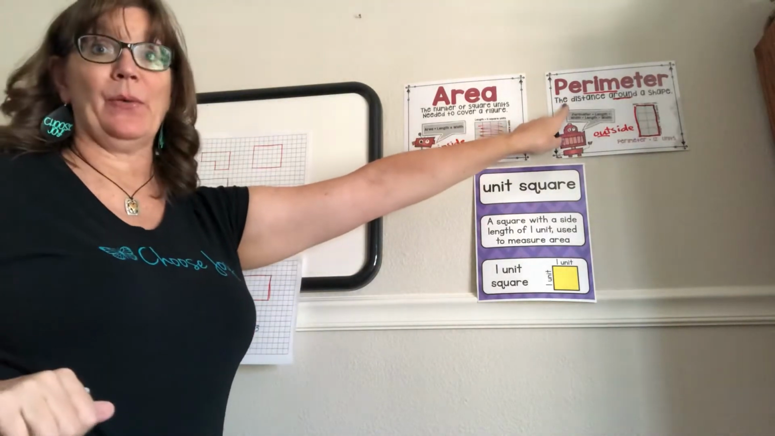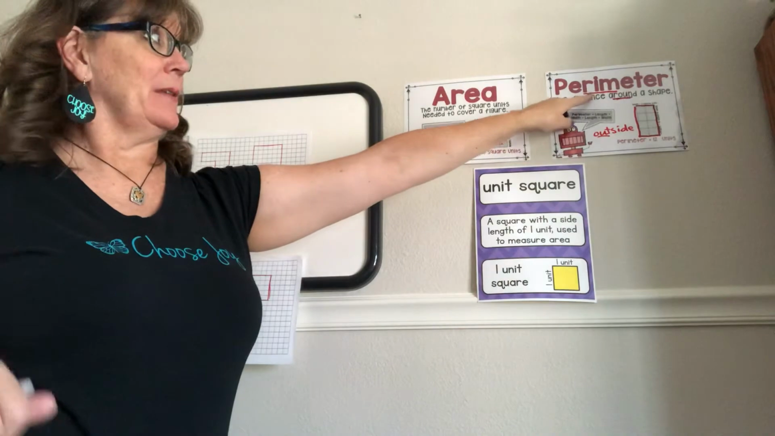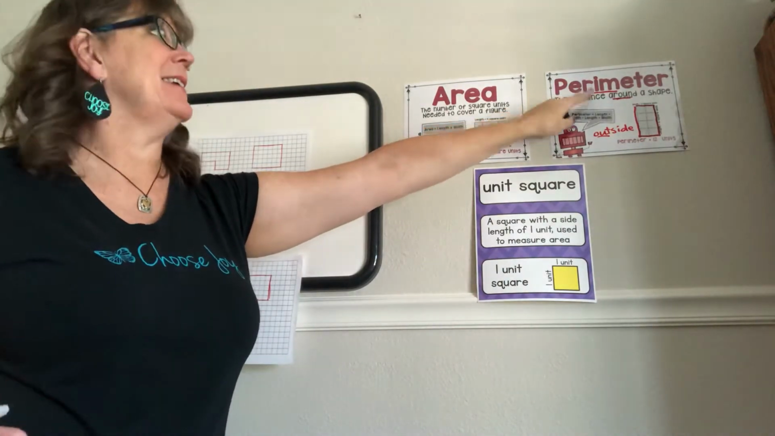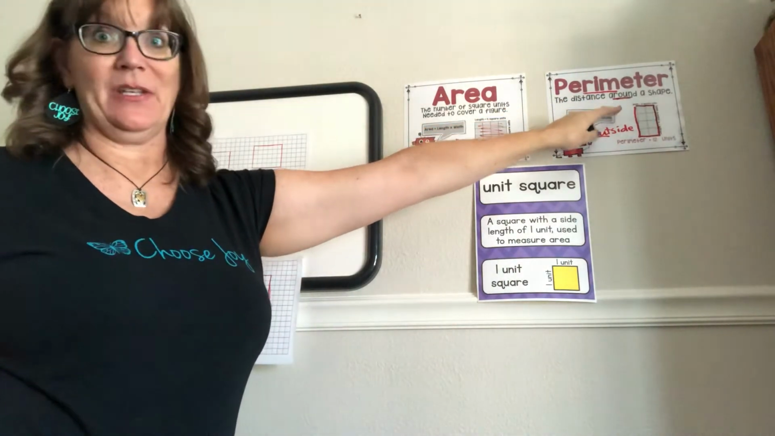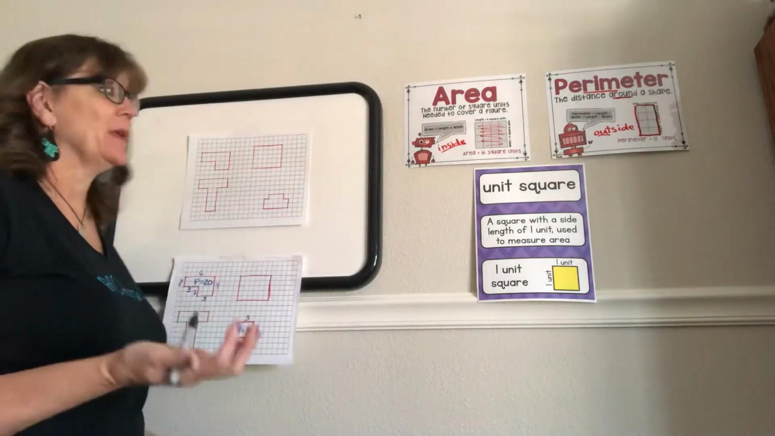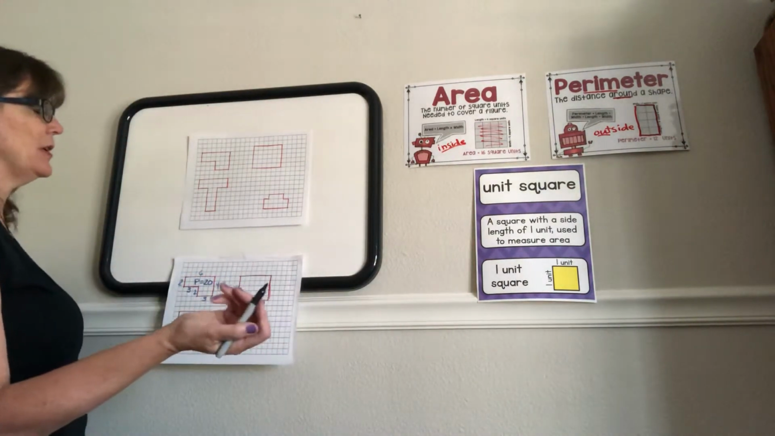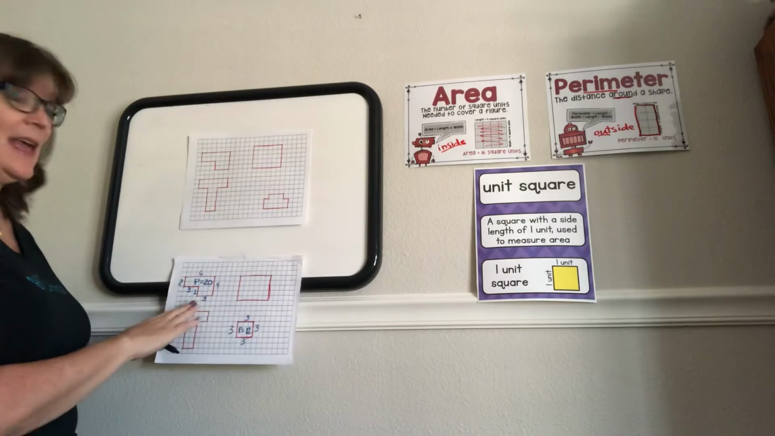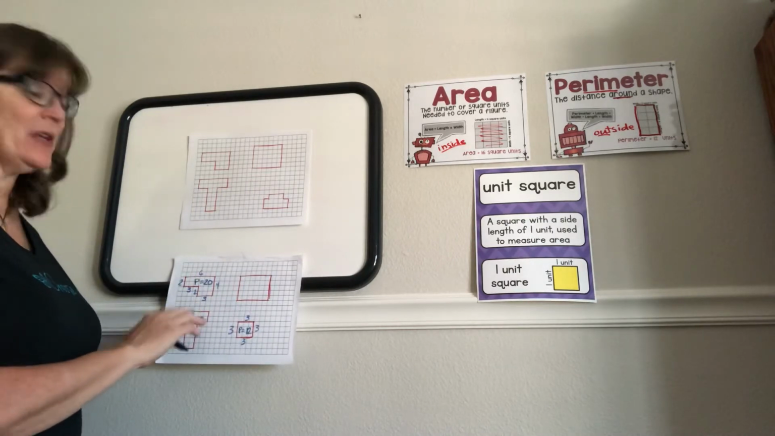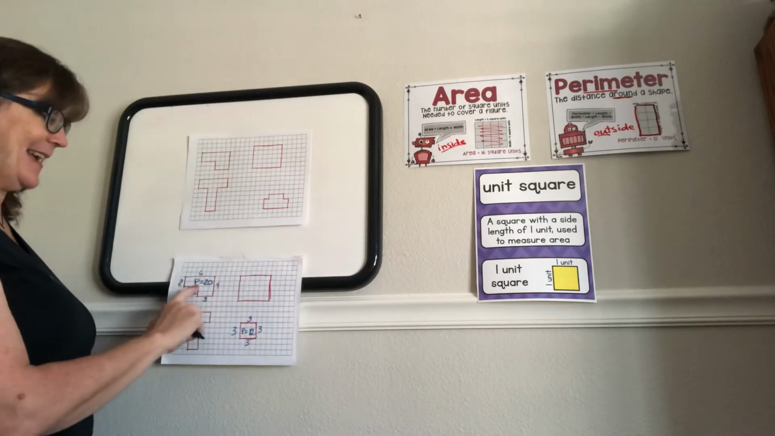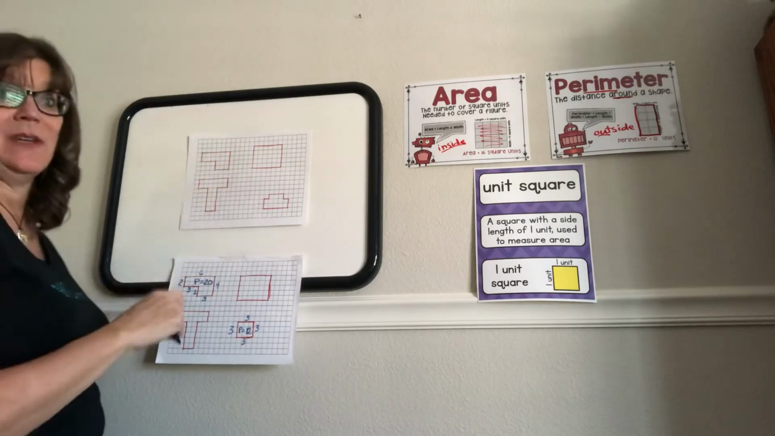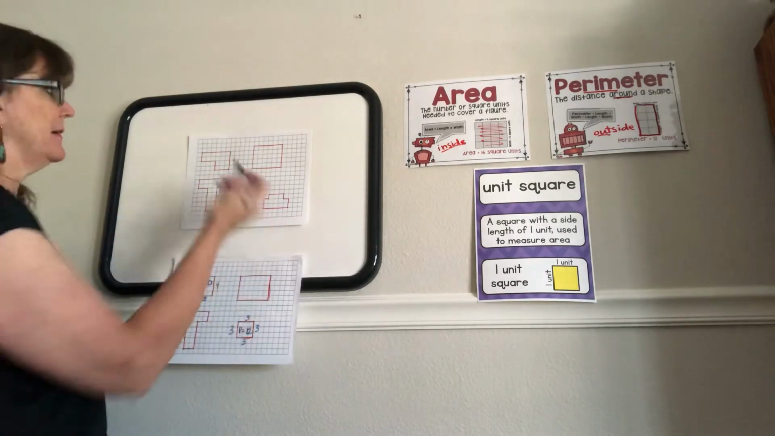When you're finding perimeter, remember the smaller word rim inside, the distance around a shape. You're going around it. So what I need to do now is count the squares inside. I have my perimeter paper from last week. We added the sides, but now I'm just counting the squares inside of it.